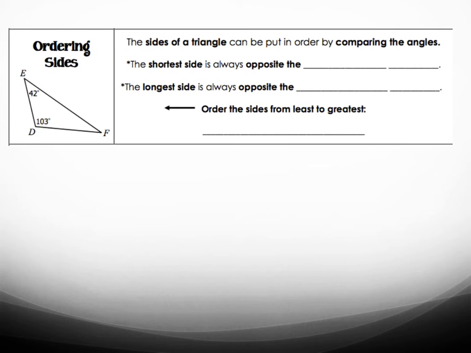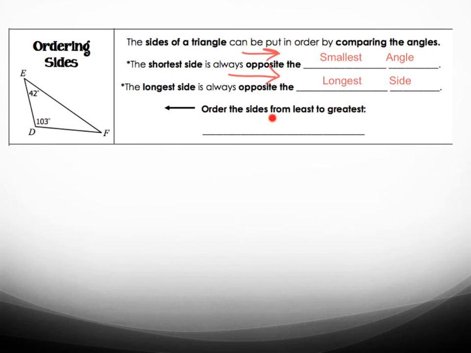In this case, we will be ordering the sides from least to greatest, or from greatest to least. So the shortest side is always opposite the smallest angle. The longest side is always opposite the largest angle. So what we're going to be doing again is drawing arrows across from opposites. So what does it say here? Order the sides from least to greatest.